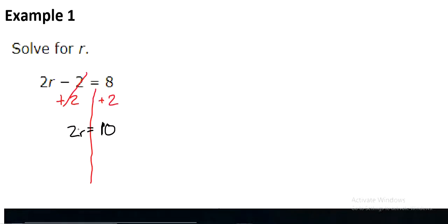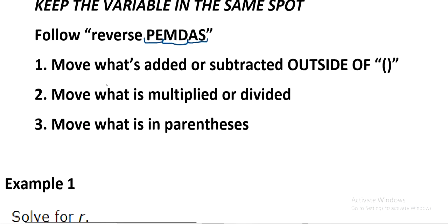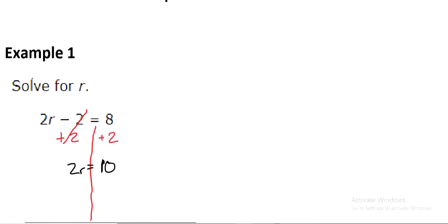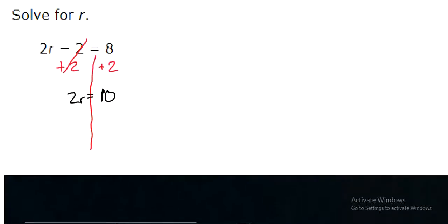Okay? So we took care of what was added or subtracted. Next we look for what is multiplied or divided. Here I see 2r, no symbol in between. That means 2 times r. So the opposite of times or multiply is divide. So I'll put my division bar. As we saw in the last video, these cancel out. So we're just left with r on this side. 10 divided by 2 over here will give us 5. So r will equal 5.